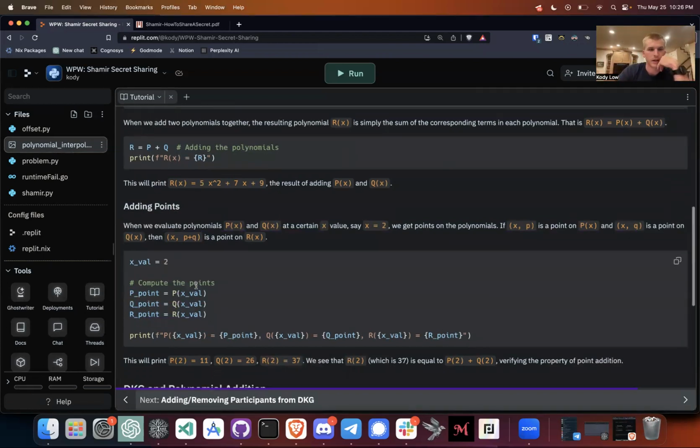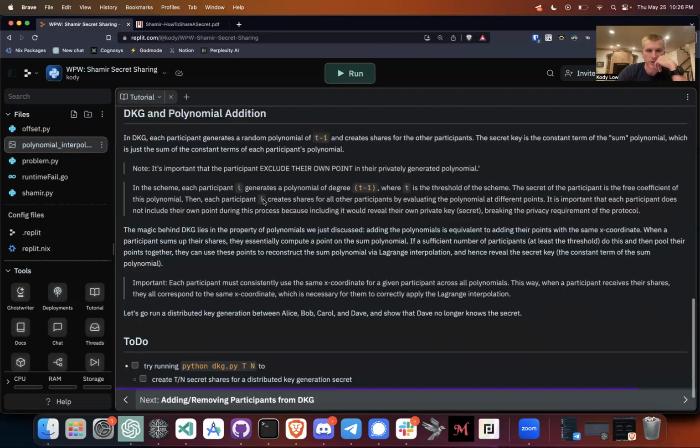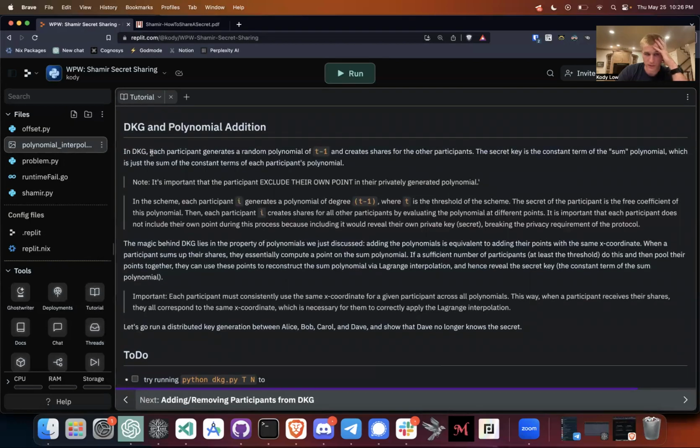Which is pretty cool. So DKG and polynomial addition, right? In DKG, distributed key generation, each participant generates a random polynomial of degree t minus 1 and creates shares for the other participants. The secret key is the constant term of the sum polynomial, which is just the sum of the constant terms of each participant's polynomial. So when you do this, you exclude your own point, right? This is just like a security thing, right?